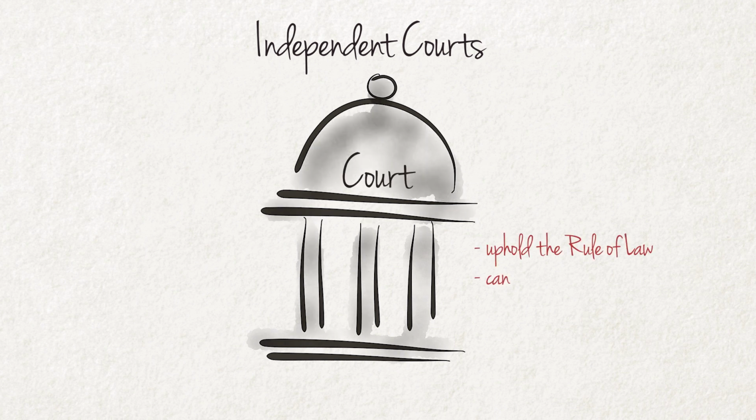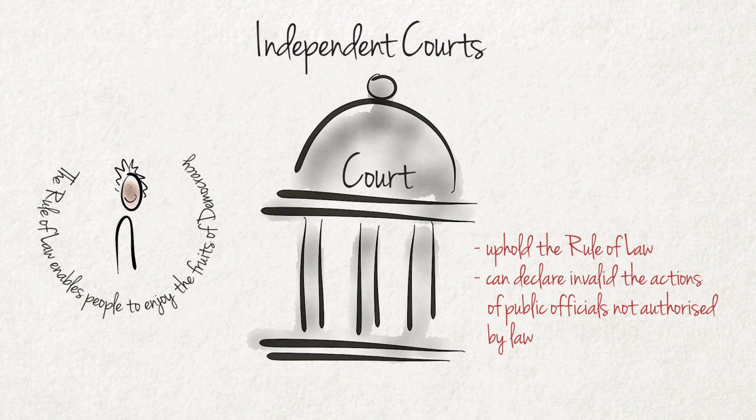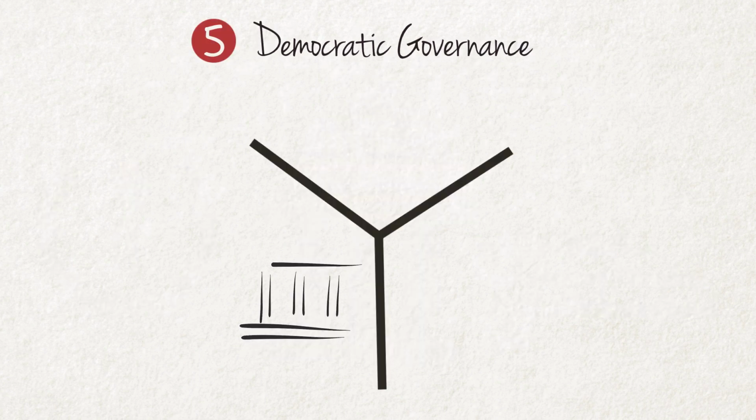Courts can also declare invalid the actions of public officials that are not authorized by law. A society in which the rule of law is not protected would be unpredictable and the human rights of its citizens would not be guaranteed. The correct application of the rule of law enables citizens to enjoy the benefits of democracy. The fifth key feature of democracy is democratic governance.